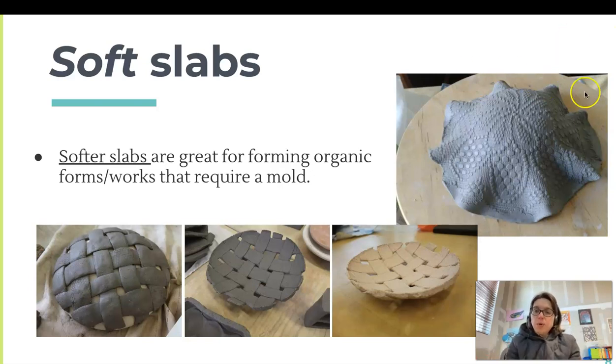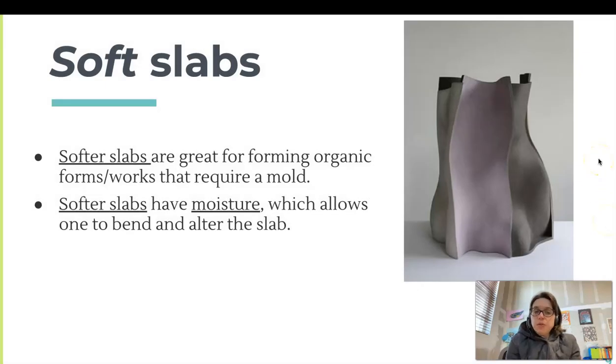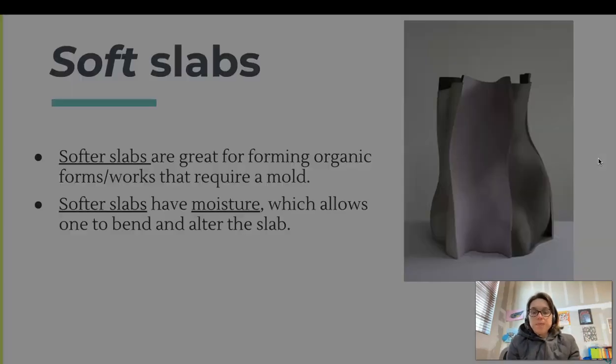For example, this bowl right here was created using a soft slab because it creates this impression of this lace material, as well as someone manipulated the edges, right, to create this effect. This was a mold, and then they actually wove these large slabs over each other to create this form. And this can really only happen when your slabs are soft. So softer slabs definitely have moisture, which allows one to bend and alter the slab.